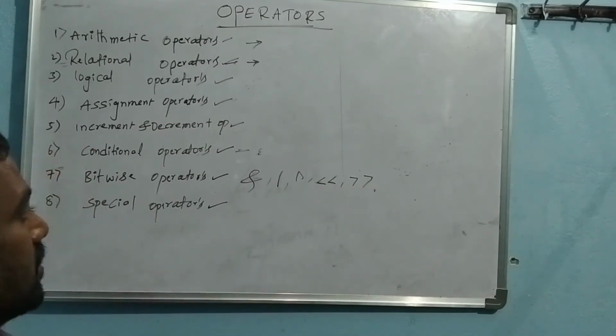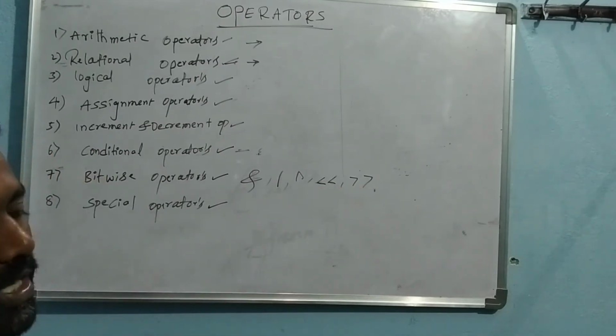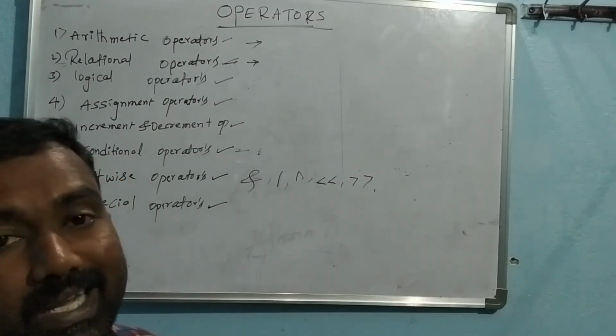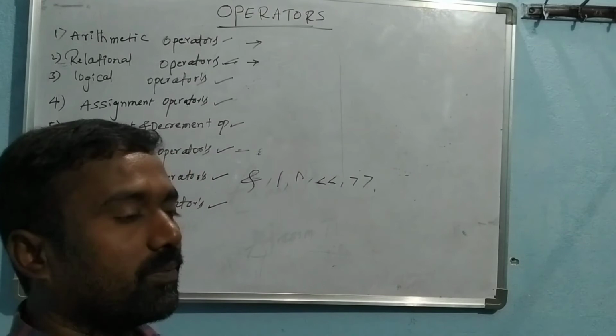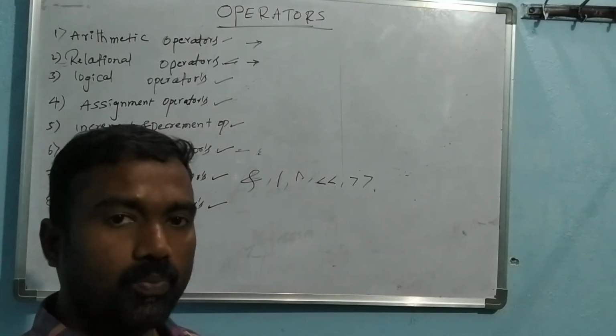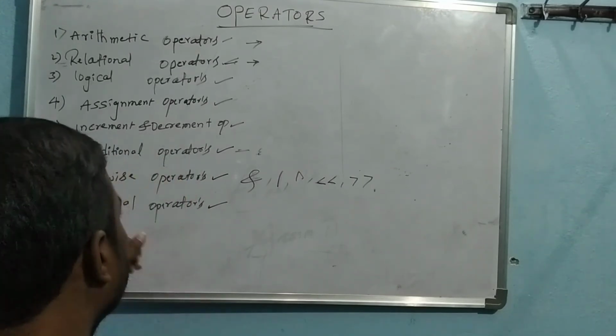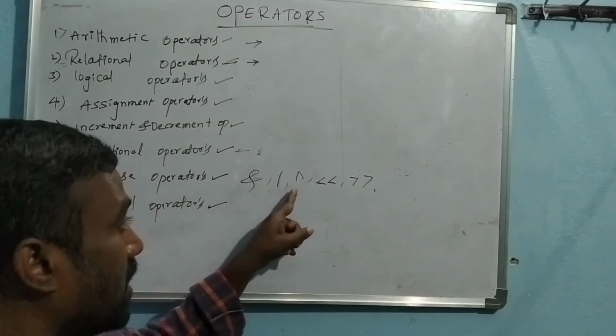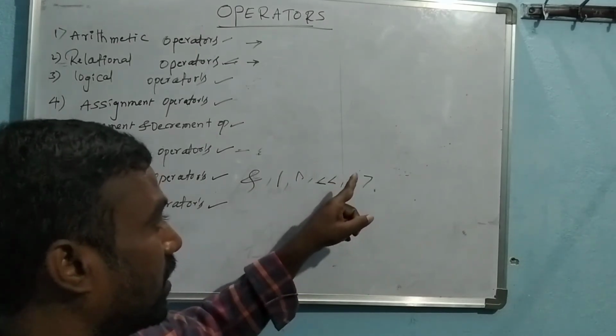What is the use of these? These bitwise operators are mainly used to perform operations at the bit level. Whatever bit level operations need to be done can be done by these bitwise operators. These are the bitwise operators: ampersand, pipe, caret, left shift and right shift.